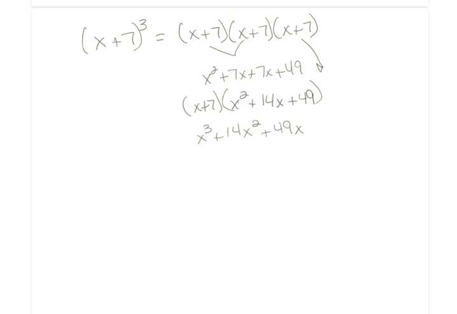So now that I shared my x with everybody, now I'm going to take my 7 and I got to share my 7 with all my other terms. So I'd have what, a positive 7x squared plus 92x plus, what's 49 times 7?